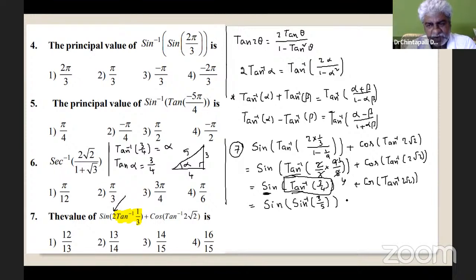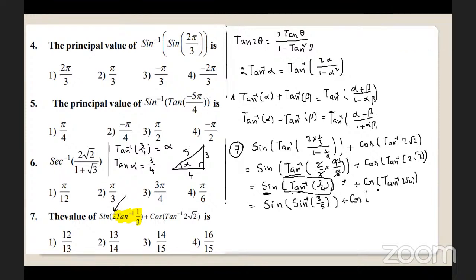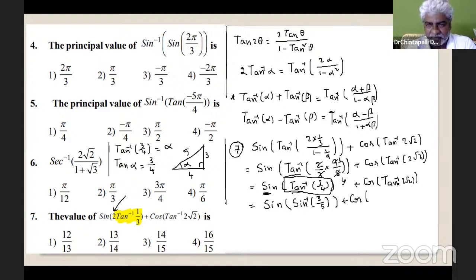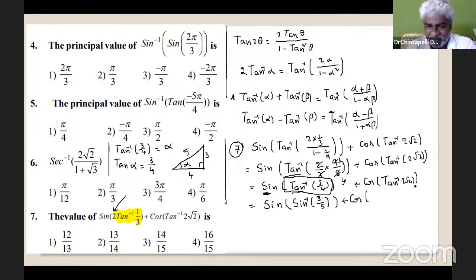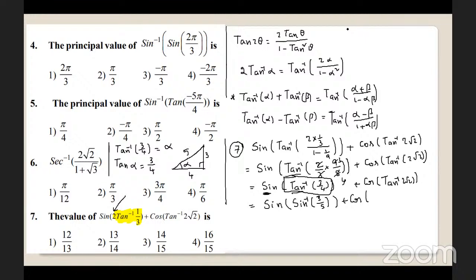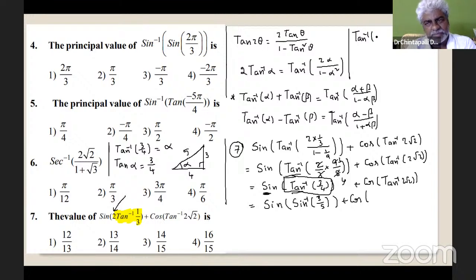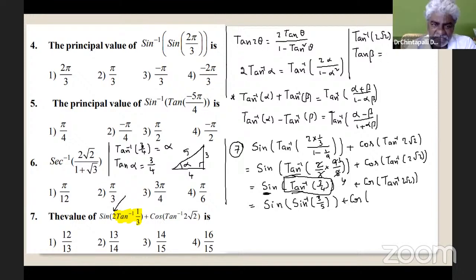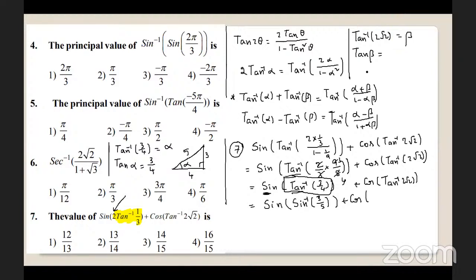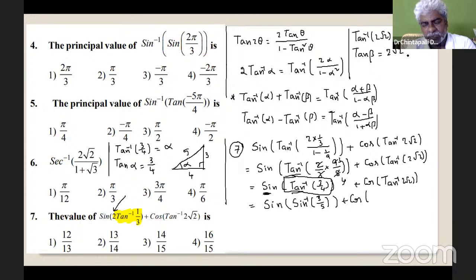What should we do? Next is cos of tan inverse of 2 root 2. We convert it into a cos function. That is different from 3 by 4, since it is 2 root 2. So let us take tan inverse of 2 root 2 as beta. If tan inverse of 3 by 4 is alpha, then tan alpha is 3 by 4. Similarly, tan inverse of 2 root 2 is beta, so tan beta is 2 root 2.